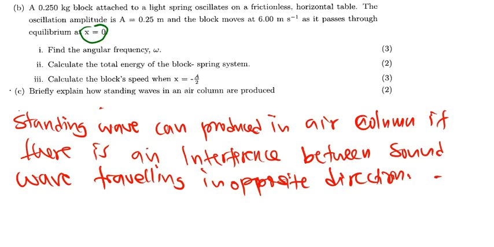So in that case, the standing wave in the air column is going to be produced. You have two waves moving in opposite directions. They are going to interfere with each other, thereby resulting in what? The standing wave in the air column. So that is it for this one.